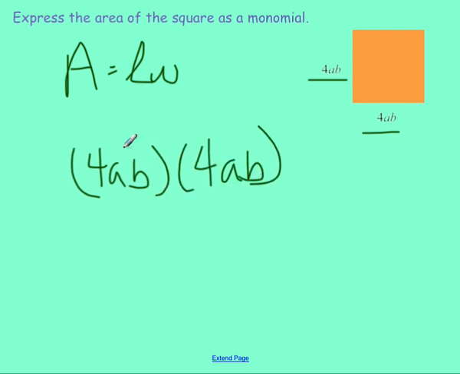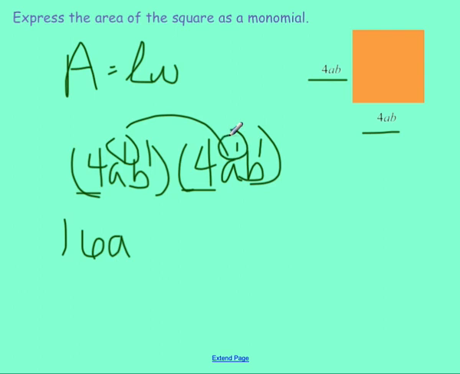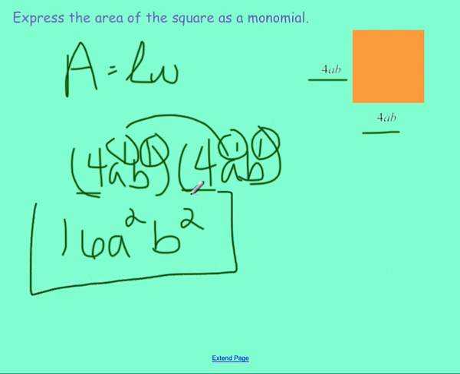So remember that each of these ab's have an exponent of 1 on them that we're going to need to add together. So 4 times 4 is 16. A to the first times a to the first. So we're going to go ahead and add those two exponents because we're multiplying their bases. That's going to give us a squared. B to the first times b to the first, add those two exponents, and that's going to give us b squared. And this right here is your simplified area. We can't combine those a's and those b's any further.